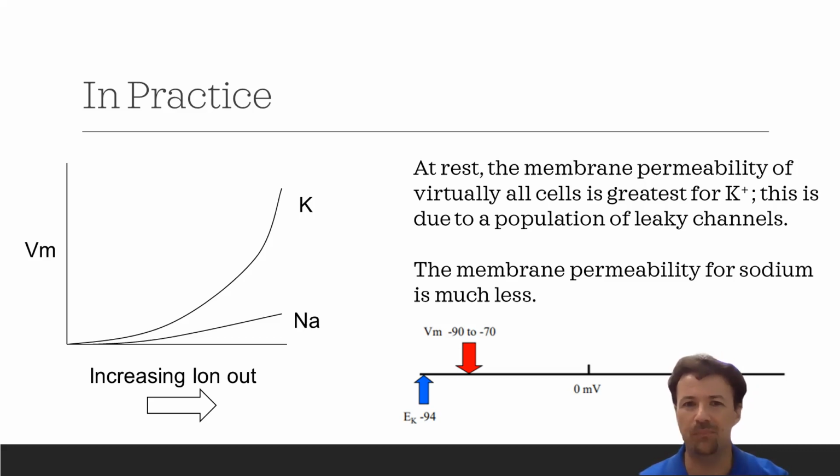When we study action potentials, we'll actually see that this changes, and this has enormous consequences for the cells. But when the cell is at rest, you can say that potassium has the largest effect upon the resting membrane potential.